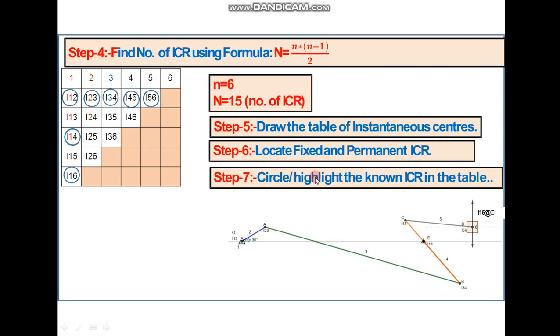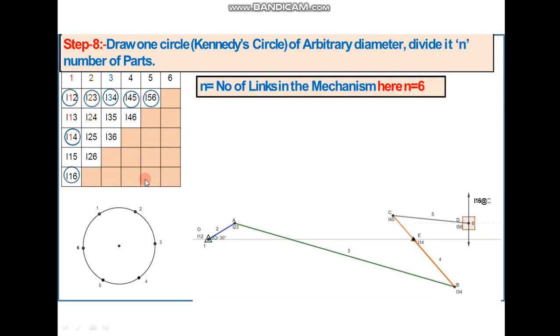Next step is to circle or highlight the known ICRs so that we can identify which are the unknown ICRs. Now to get the unknown ICRs, the next step is to apply Kennedy's theorem, and for applying Kennedy's theorem we draw Kennedy's circle. How to draw this circle? Very simple. Just draw a circle with a random radius, but the number of points we need to mark on the circle will be equal to the number of links. As n is equal to 6 here, I draw 6 points on this circle.